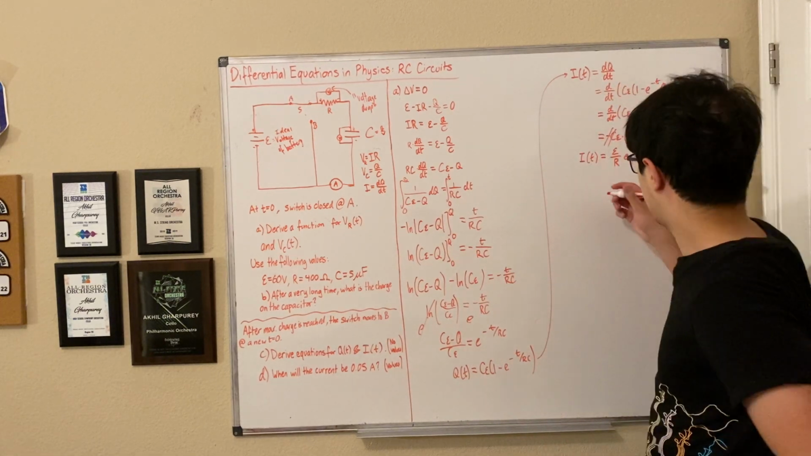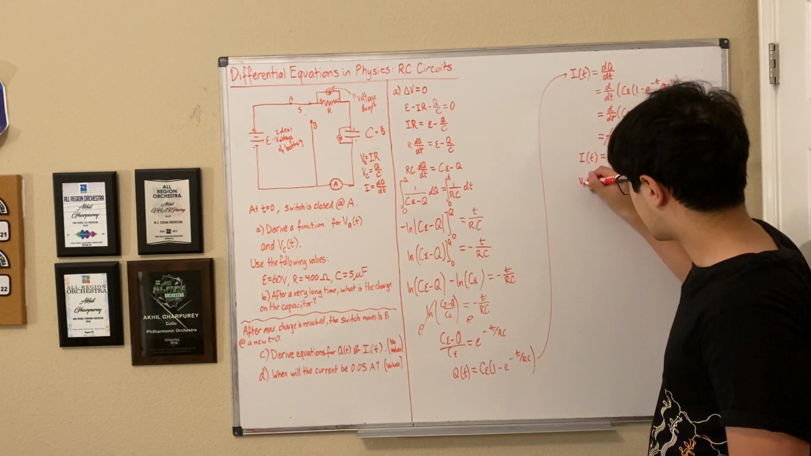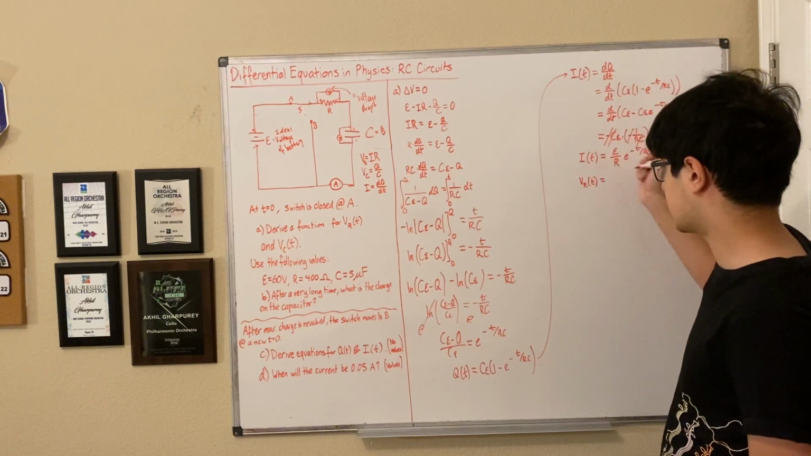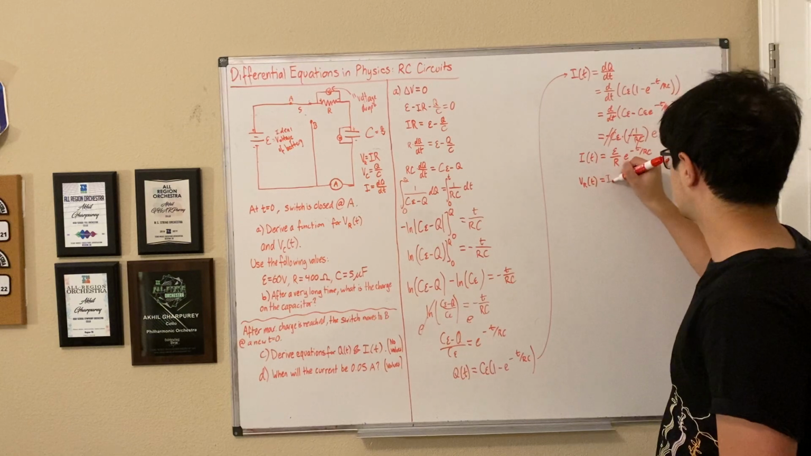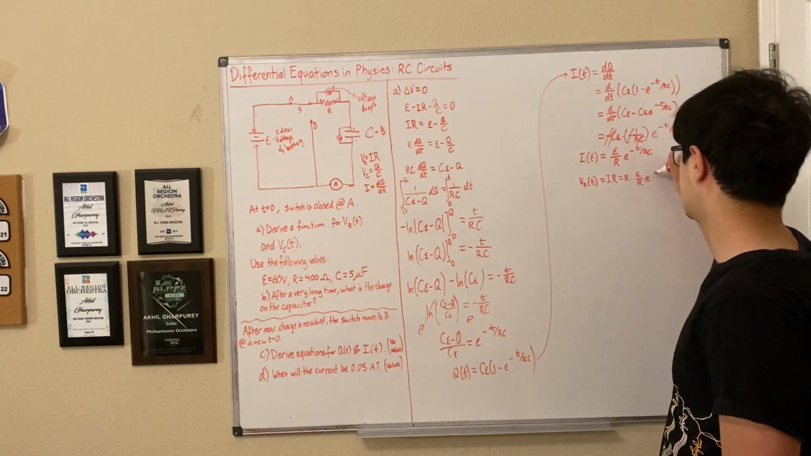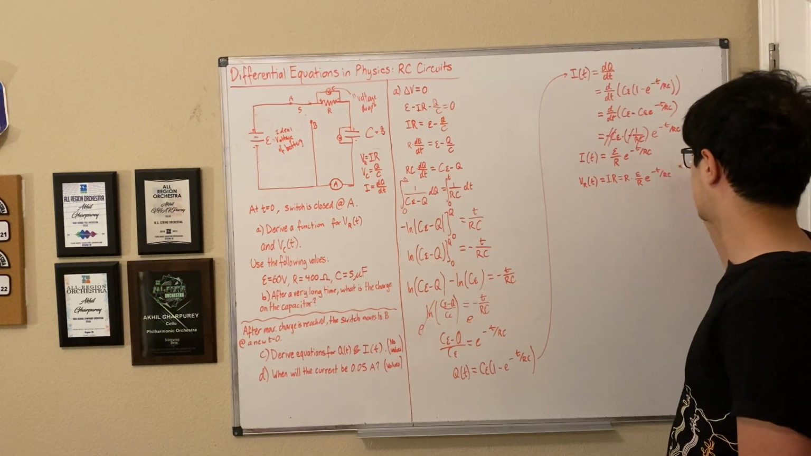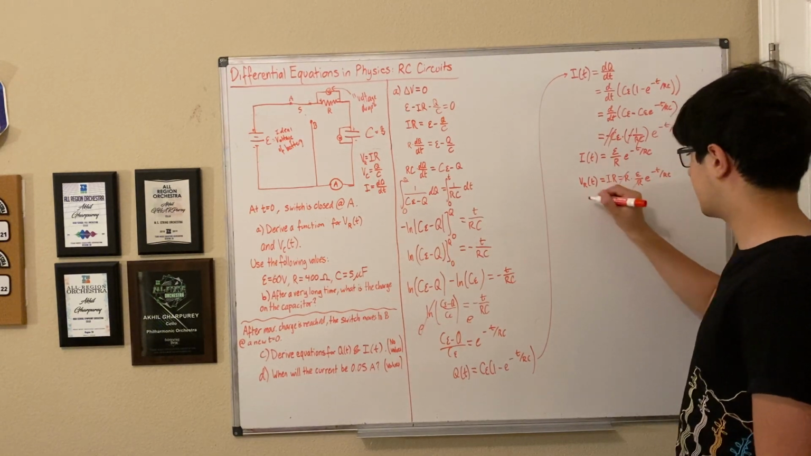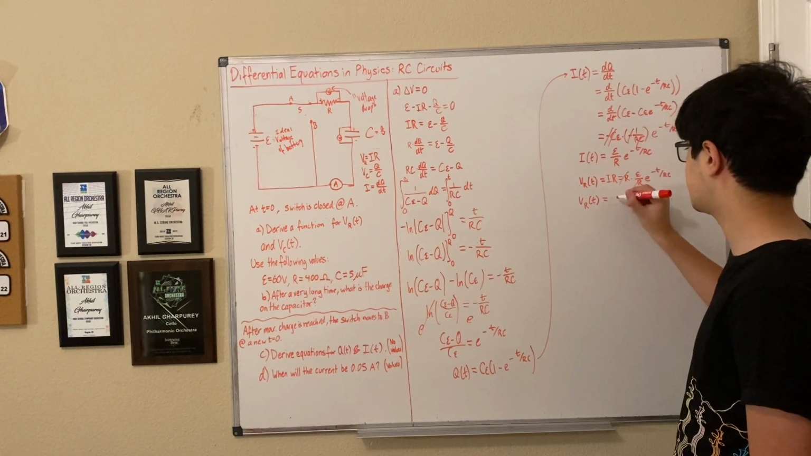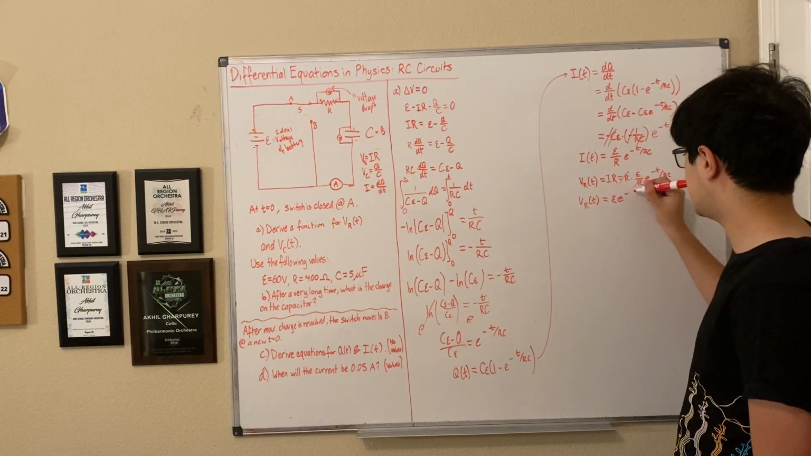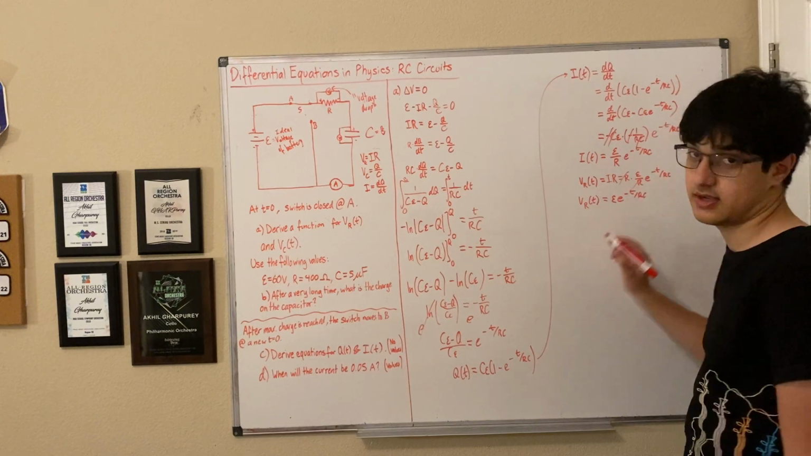So let's go ahead and solve for the voltage drop across the resistor as a function of time. Well, we know that this is going to be I times R, right? So this is just going to be R times epsilon over R e to the negative t over RC. And therefore, the voltage drop across the resistor as a function of time is equal to epsilon e to the negative t over RC.